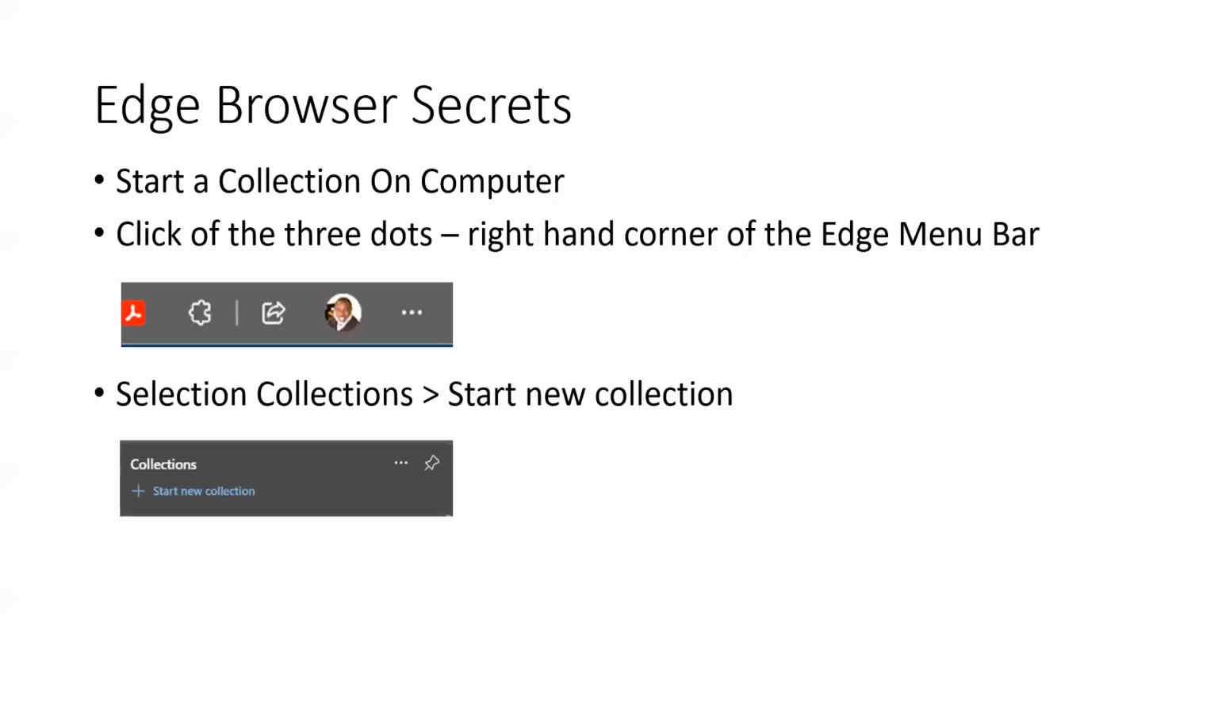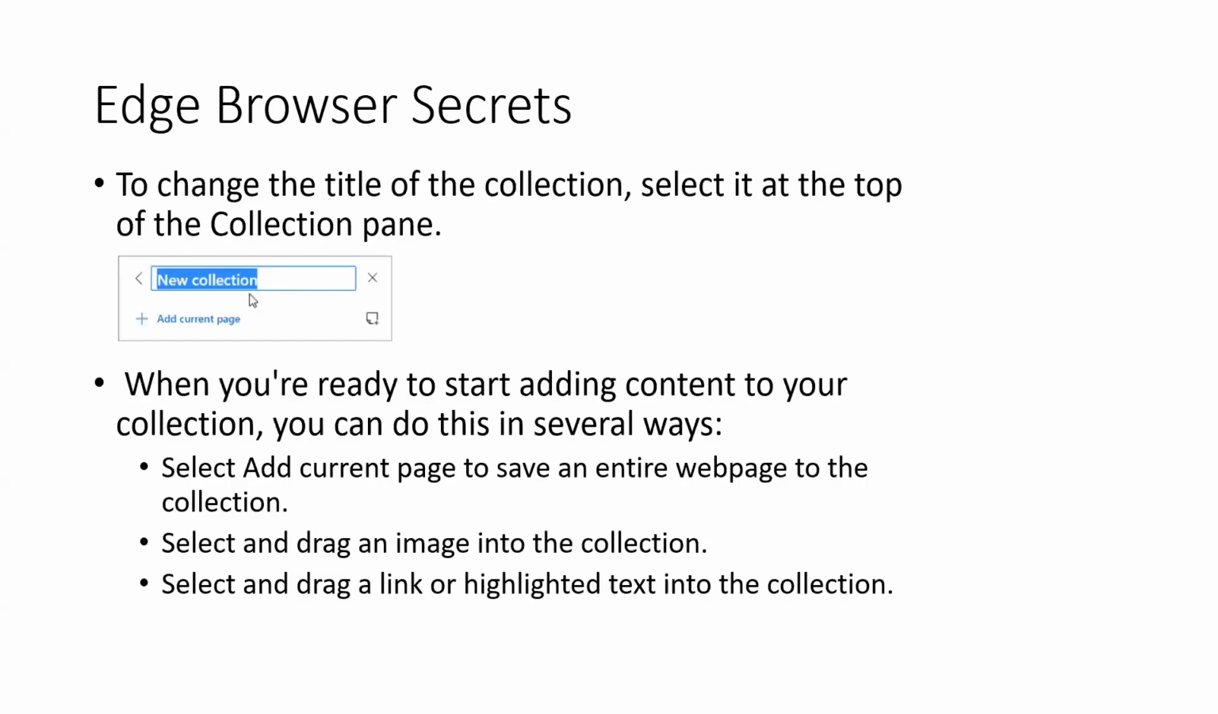If you want to start a collection on your computer, click on the 3 dots in the right-hand corner of your Edge menu. Then you select Collections to start a new collection. To change the title of the collection, select it at the top of the collection pane.